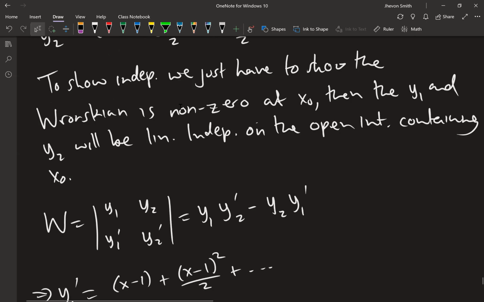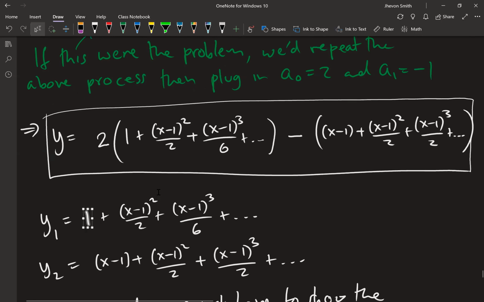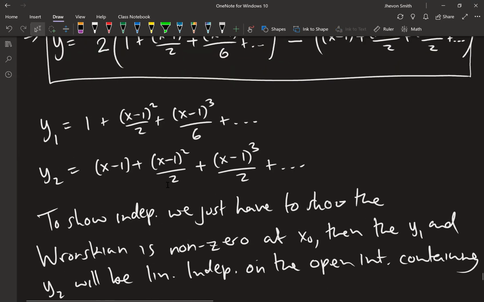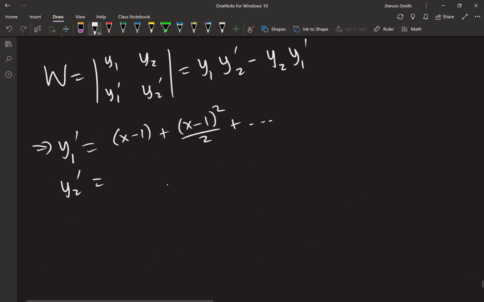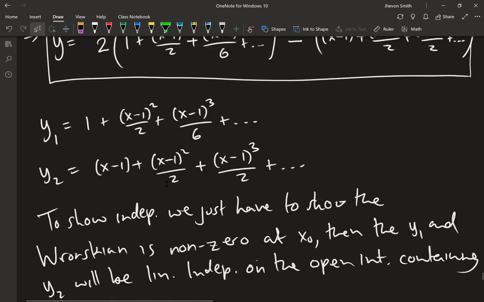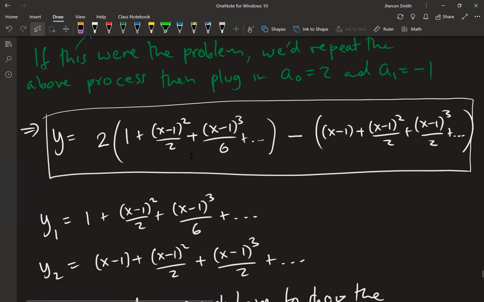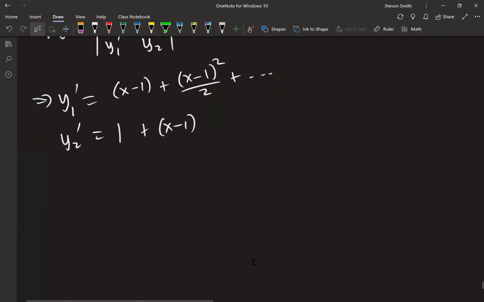I don't think I found any other terms. Derivative of that is 0. Derivative of this is just going to be x minus 1. Derivative of this is going to be 3x minus 1 squared, but 3 cancels into the 6 gives me a 2, so it's that. Okay, derivative of this guy is going to be 1. Then x minus 1. Plus 3x minus 1 squared over 2.